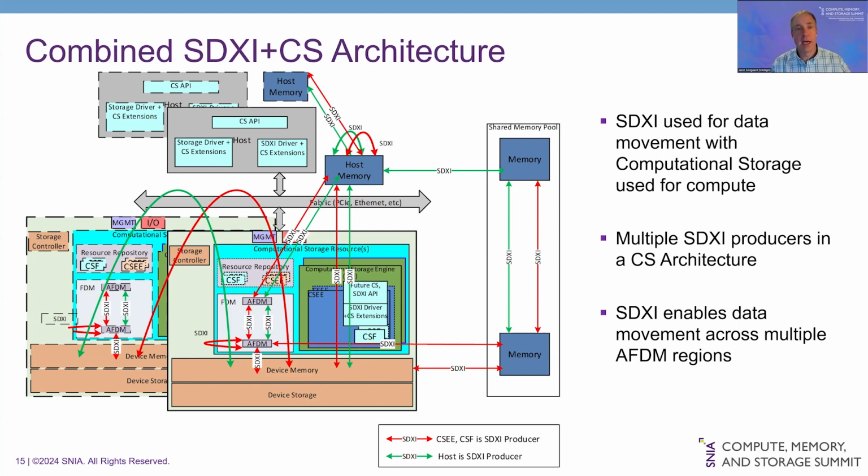This picture, I understand it's kind of busy, shows all of the different places where it might make sense to have data movement and where you could have SDXI traffic helping to move that data. Certainly, I'm not going to cover every single arrow on this slide, but the red arrows are within the device, and the green arrows are where the device initiates the transfer, and the other arrows are where the host initiates the transfer. And you see that many paths have both red and green arrows, where either the device or the host could initiate a transfer to move some data into your computational storage device.